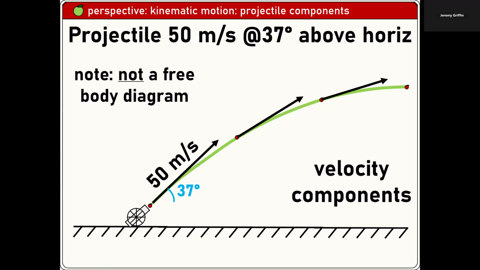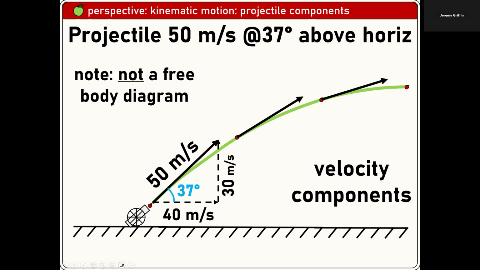What components did you guys come up with for the last point? What are these components right here? 30, 40, and 30, 20. Yeah, there you go. And how could you get that on the calculator? What if the angle wasn't 37 degrees? Yeah, sine and cosine. If you do 50 times sine of 37 degrees, that gives you 30 meters per second. If you do 50 meters per second times cosine of 37 degrees, that gives you 40 meters per second. Did you guys do that?